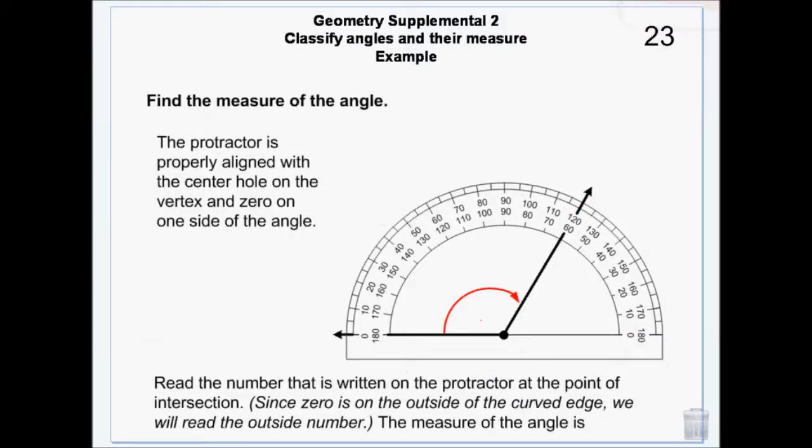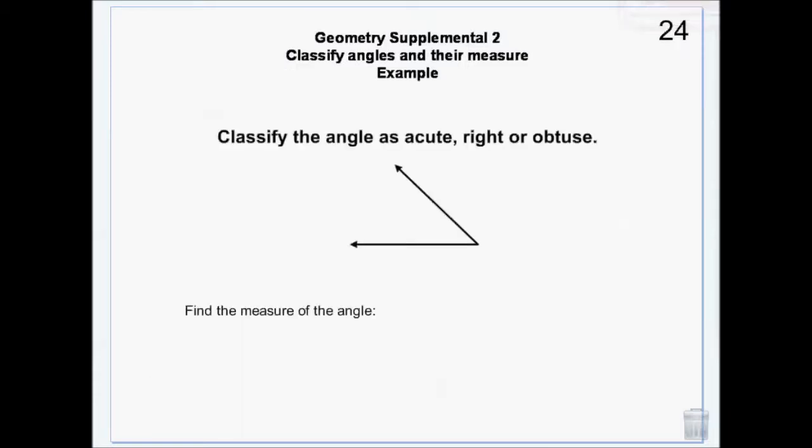We've aligned our protractor. We're extended out. Am I going to use the outside line or the outside numbers or the inside numbers? Outside numbers, right? And then I'm hitting 120. So am I acute or obtuse? Acute. And then I want to measure it.